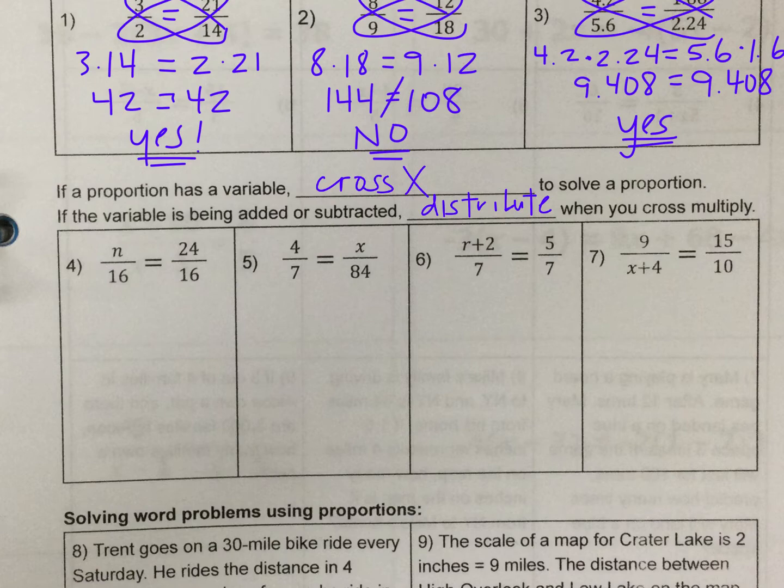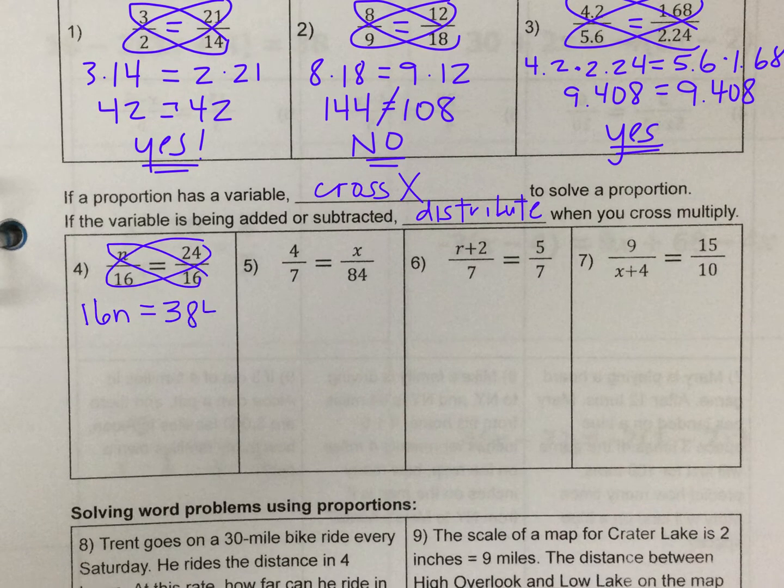So this is exactly what we were doing before. I have 2 fractions. I'm just going to multiply them. N times 16 is 16n. I'm going to do this side now. 16 times 24 is 384. Now, all I have to do is get the n by itself, which we've been doing for months now. We're going to divide by 16. N equals 24.